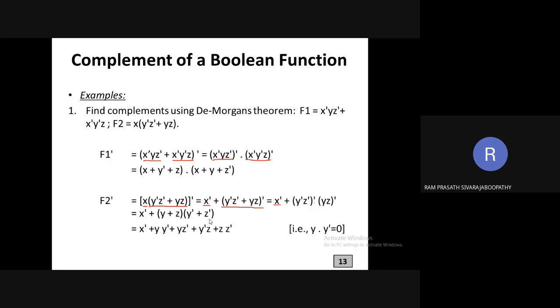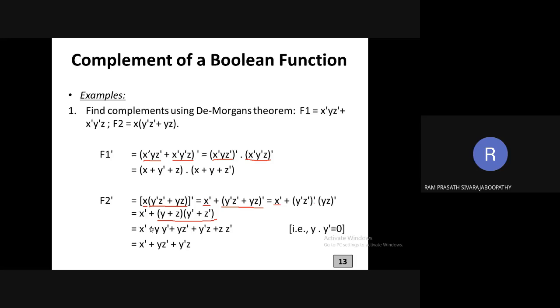To minimize this, what can we do? We have just used the distributive theorem at this point. So y dot y bar plus y dot z bar, z y bar, then z bar. Here z bar cancels, y bar cancels. So you will be getting x bar y z bar plus y bar z. That's it. We can minimize it as well.